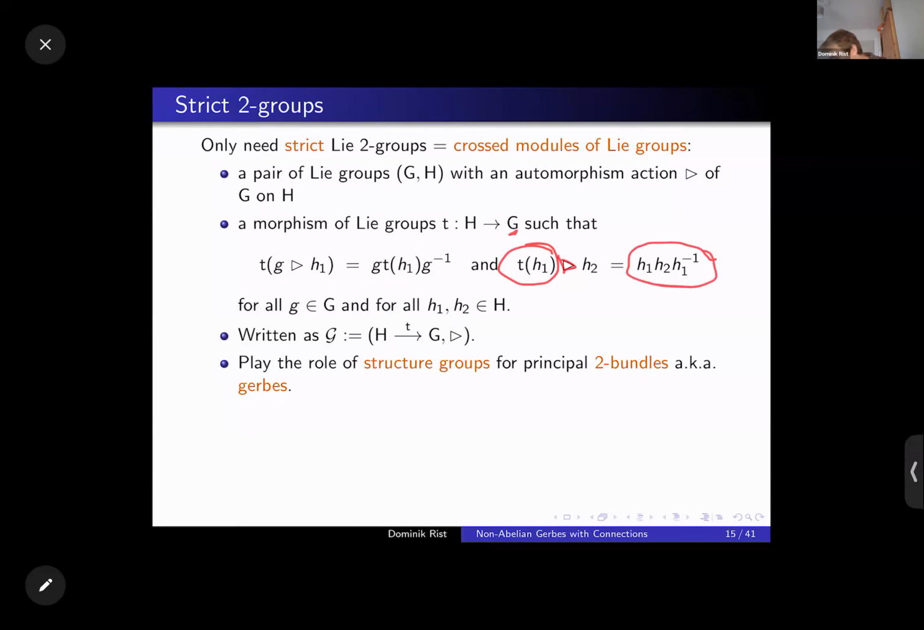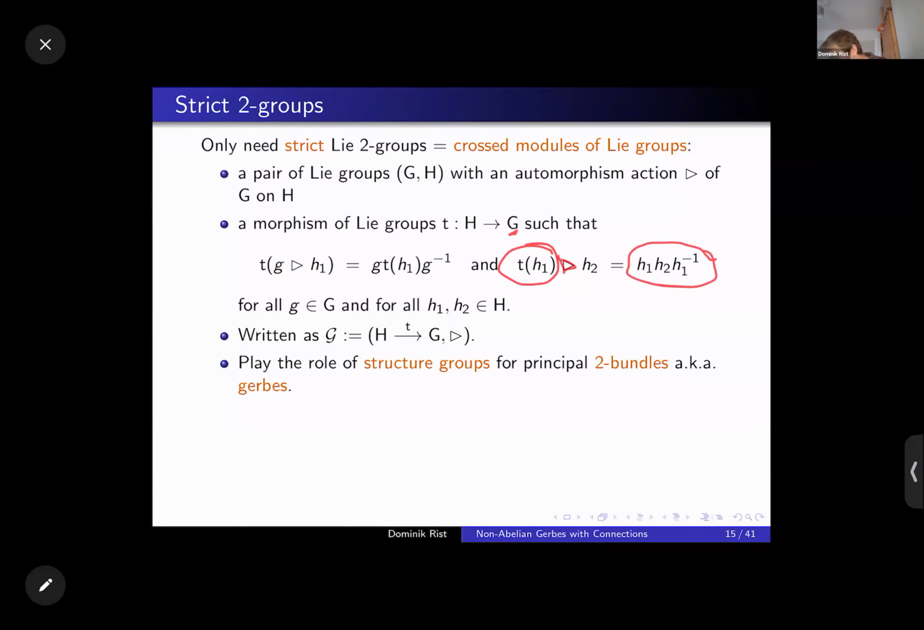So that, again, is given by a pair of Lie algebras, where G is just the Lie algebra of my group G, and H is just the Lie algebra of my group H. And all of the maps that were involved in the crossed module, that were part of the definition, part of the package of the crossed module of Lie groups, they are there as well. So I have the automorphism action of the Lie algebra G on H, and I have the morphism of Lie algebras from H to G, right?